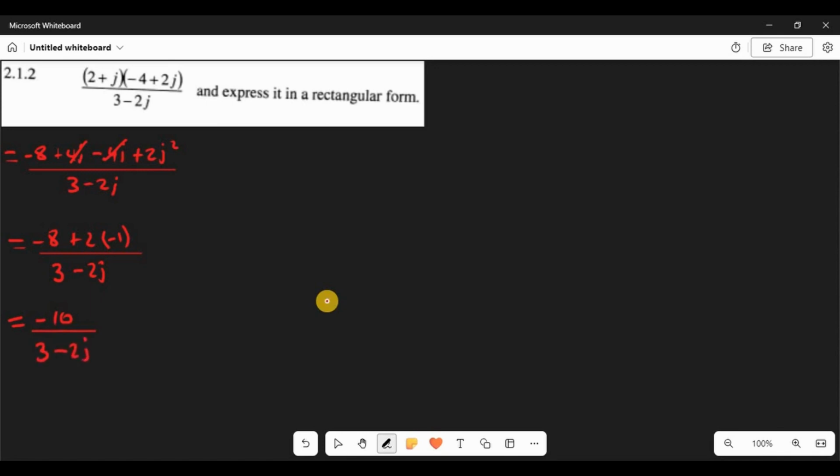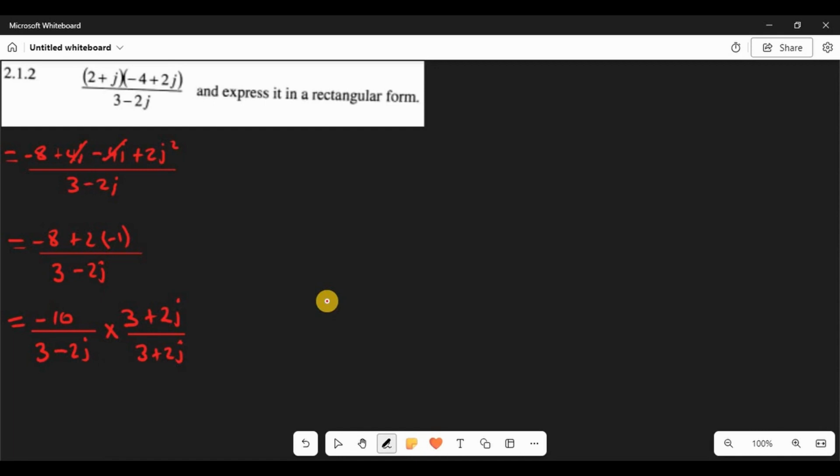Now when it's like this, we need to multiply by the conjugate of our denominator, guys. So for the conjugate of the denominator, we just change the sign of the imaginary number. So it's going to be 3 plus 2j divided by another 3 plus 2j. Remember, this conjugate, when you divide, they give you 1, but they are the conjugate of the denominator. So make sure that you remember this. You only change the sign of the imaginary numbers, guys.